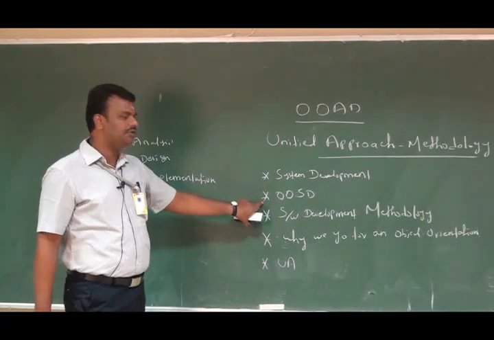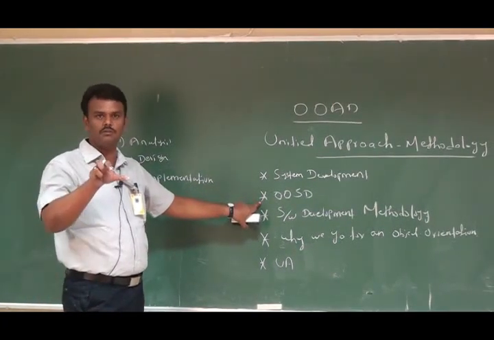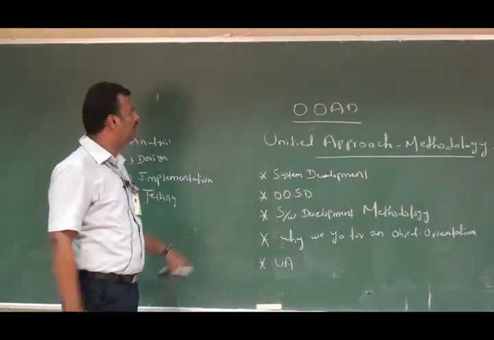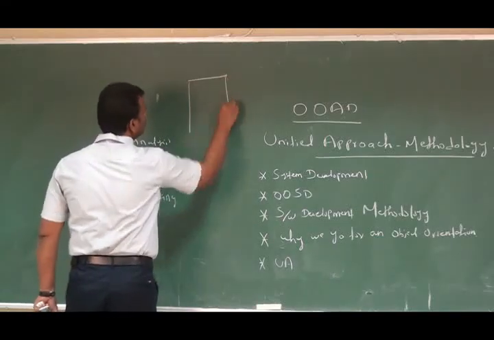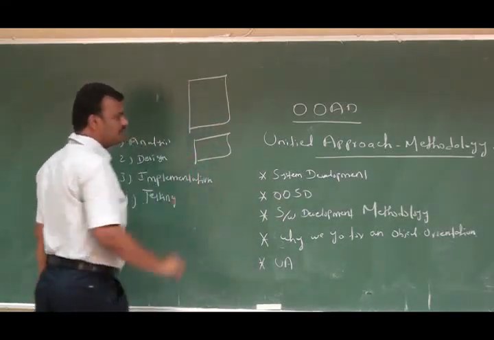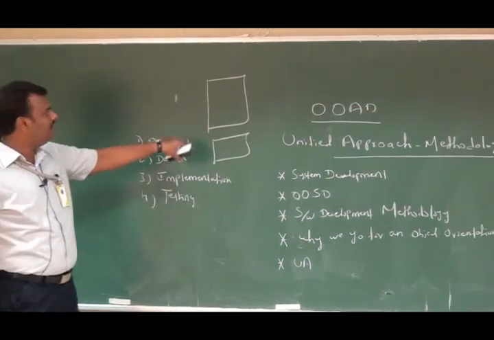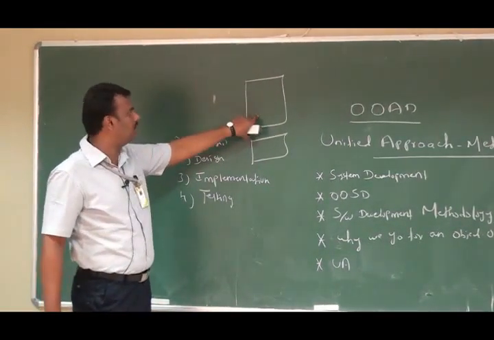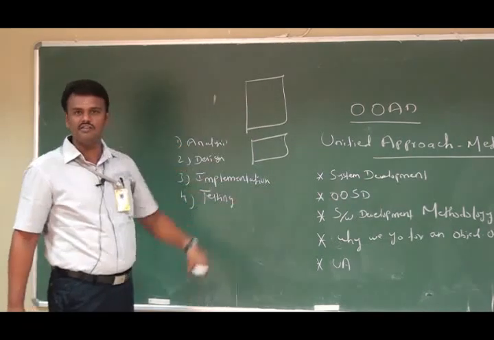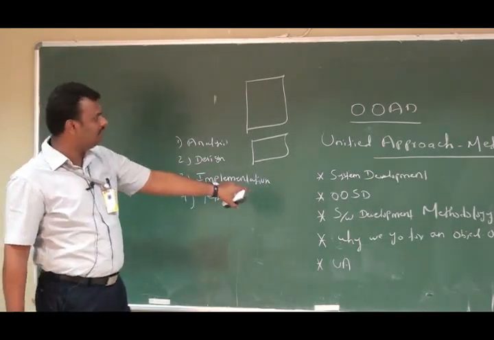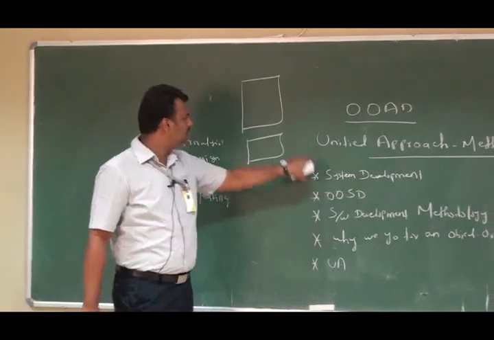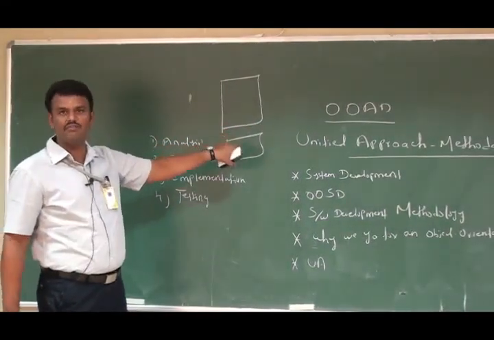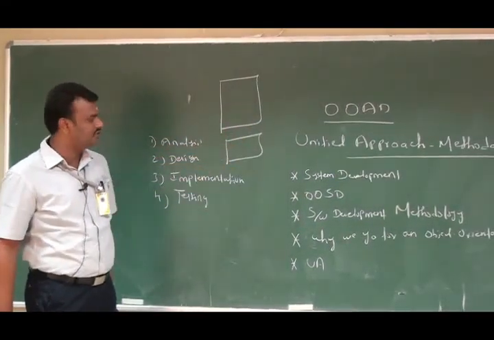Then what do you mean by object-oriented system development? Object-oriented system development is a way to develop software by building self-contained modules. What is the purpose of self-contained modules? So that we can easily replace and modify. Suppose we are going to change or modify a particular part, we can easily change that part. That is object-oriented system development.